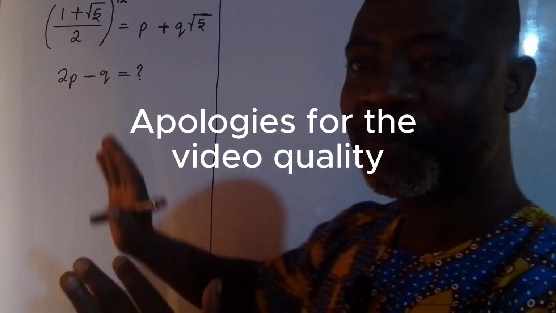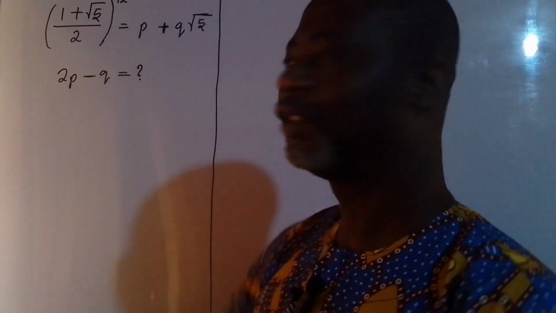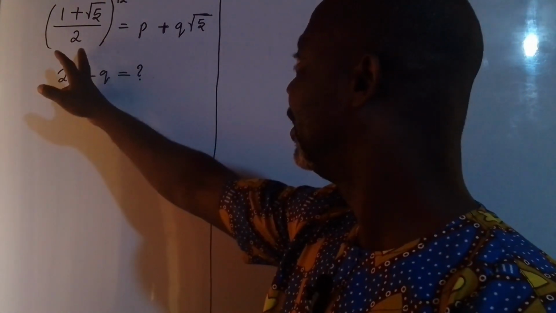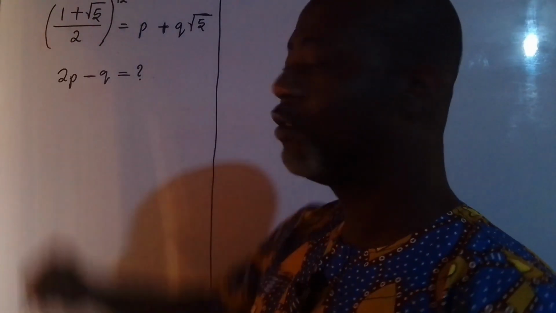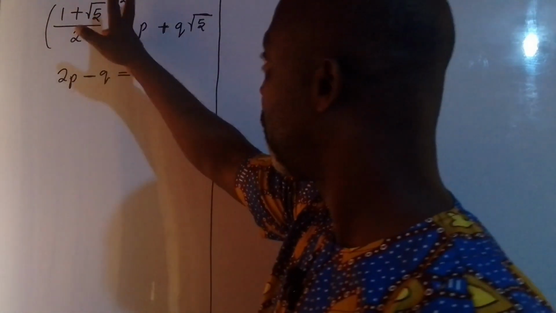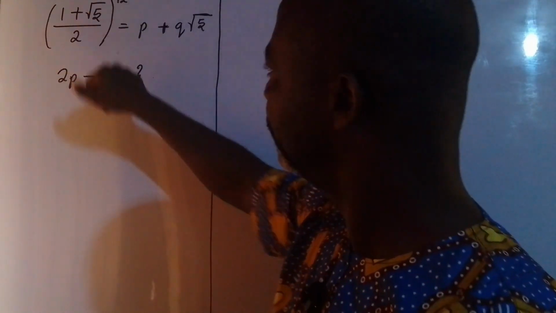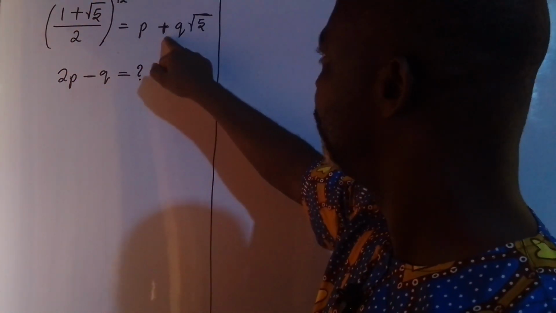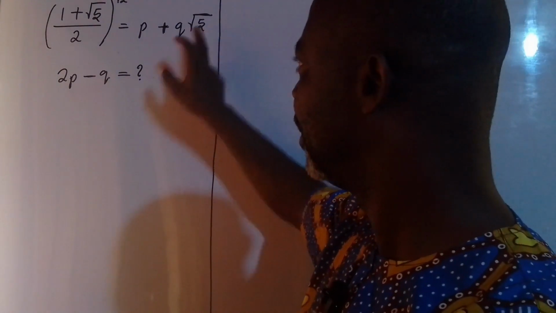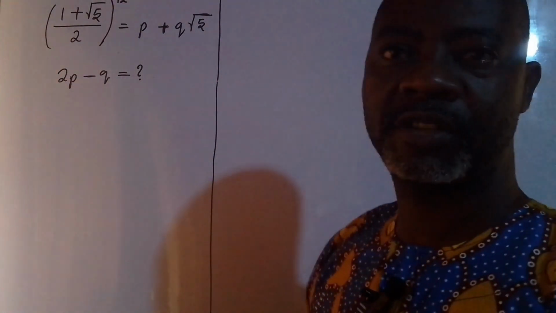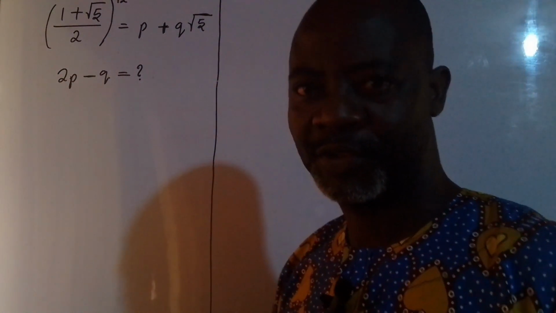Today we have this golden ratio challenge. (1 + √5)/2 is the golden ratio, and when you raise it to the power of 12, it's equal to p + q√5. So what will be the value of 2p − q? That is what we're going to do.